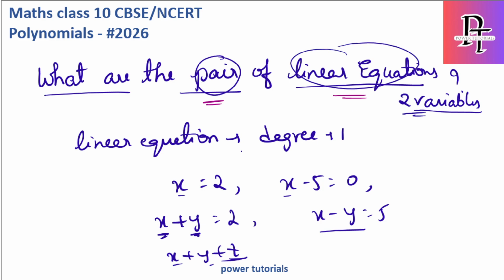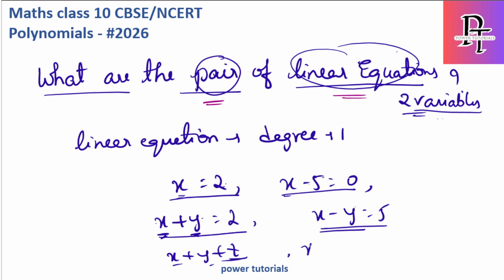Pair means two things. So we have two equations like this: x is equal to 2 and x minus y is equal to 5. It is a pair of two linear equations. Then what is the other condition? Pair of linear equations and two variables. So this should be the condition. Pair, this is 1, this is 1. So in total I can say pair of linear equations. Yes, these are linear equations. And is it two variables? Yes, this is two variables.